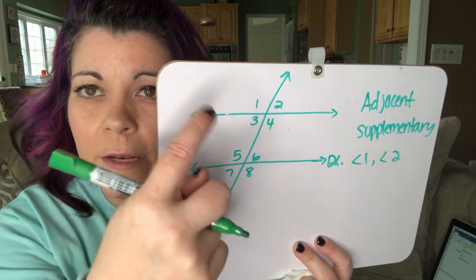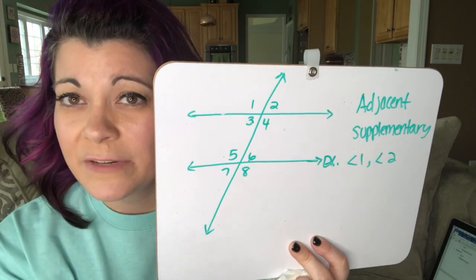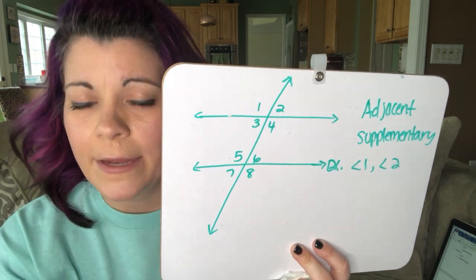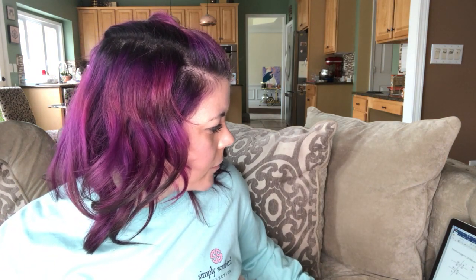So 1 and 2, 1 and 3, 3 and 4, 4 and 2. There's a lot of adjacent angles. They're all supplementary. They all add up to 180. So those are the different types of angles. So we're going to do a little problem here.